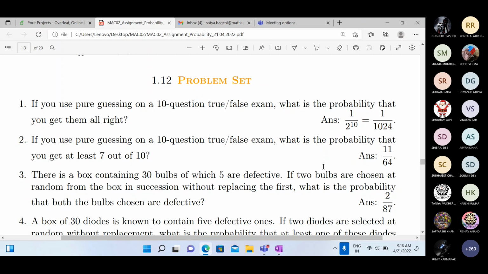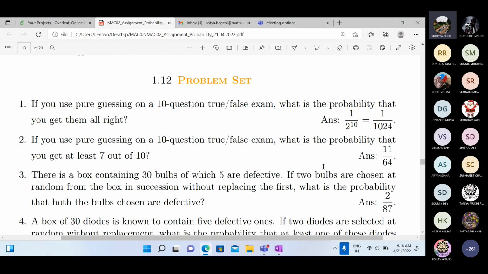So the final answer, an easy way to explain: at least 7 questions out of 10 have to be correct. So 7 questions can be correct, or 8 questions can be correct, or 9 questions, or 10 questions can be correct. For 'or' we use the plus sign, so we can add them up, and the total number of cases is 2 to the power 10. Then that is the probability, 176 by 2 to the power 10.